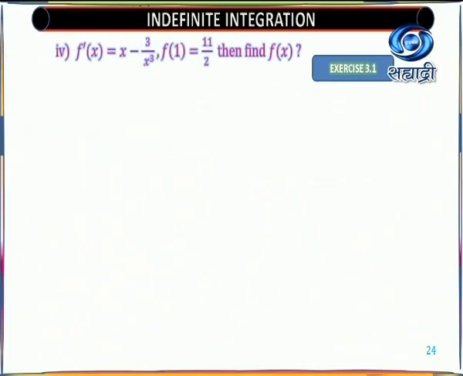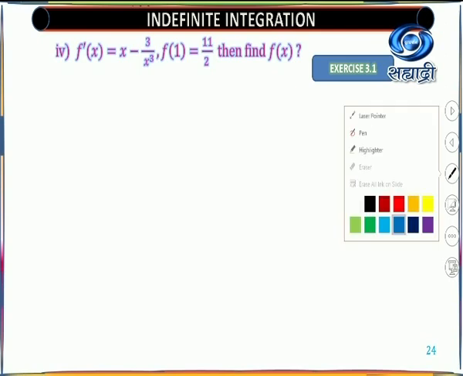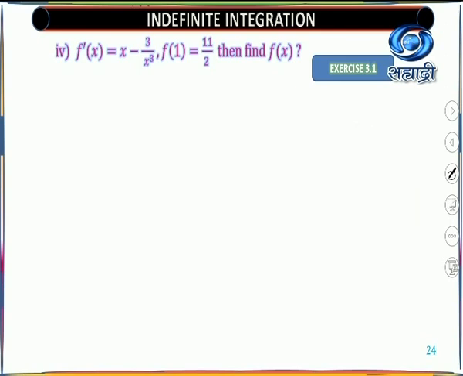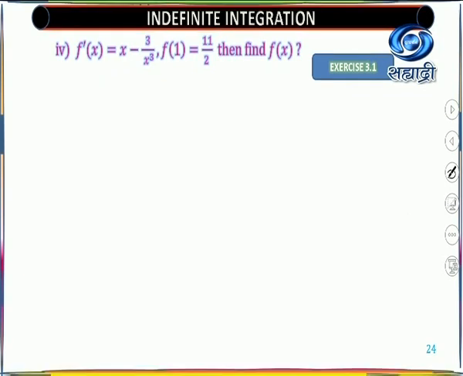This is the fourth type of example, where f dash x is already given to you, that is x minus 3 upon x cube. F of 1 value is given, then find your function fx. Okay, this type of example you have not studied at all in the previous examples. Now look at here, what is given? Given is the derivative of the function. It is given here, f dash of x equal to x minus 3 upon x cube. So that means we need to find fx.